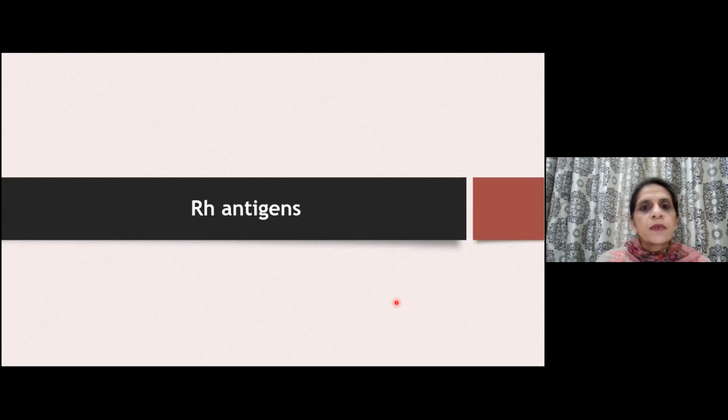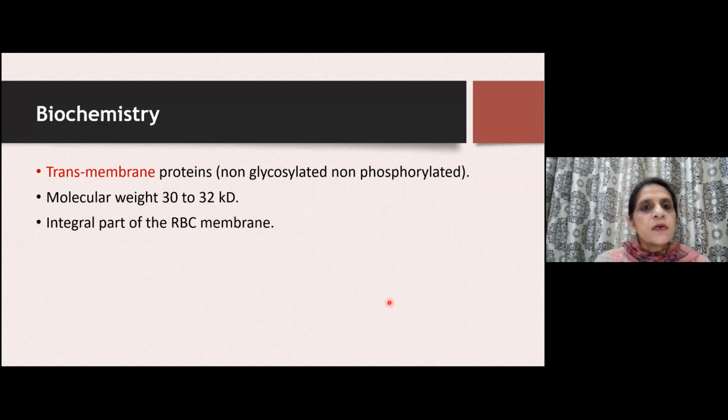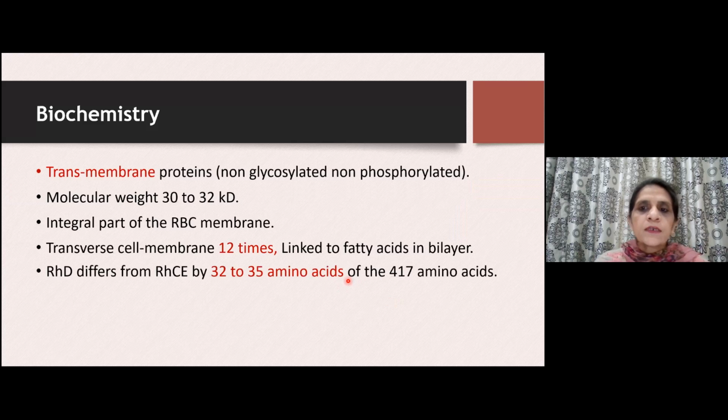Now coming to the Rh antigens. Rh antigens are transmembrane proteins, and what is important is that they are non-glycosylated and non-phosphorylated with a molecular weight of 30 to 32 kilodaltons, and they are an integral part of the red cell membrane. They traverse the cell membrane 12 times, and they are covalently linked to fatty acids in the lipid bilayer. The RHD differs from the RHCE by around 32 to 35 amino acids of the 417 amino acids, although the mature protein has 416 amino acids.